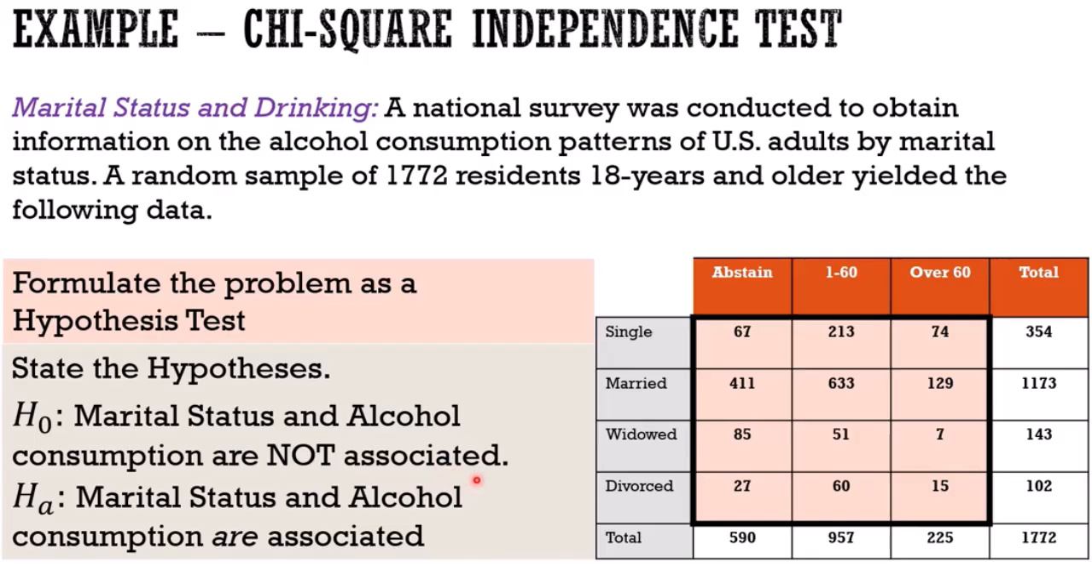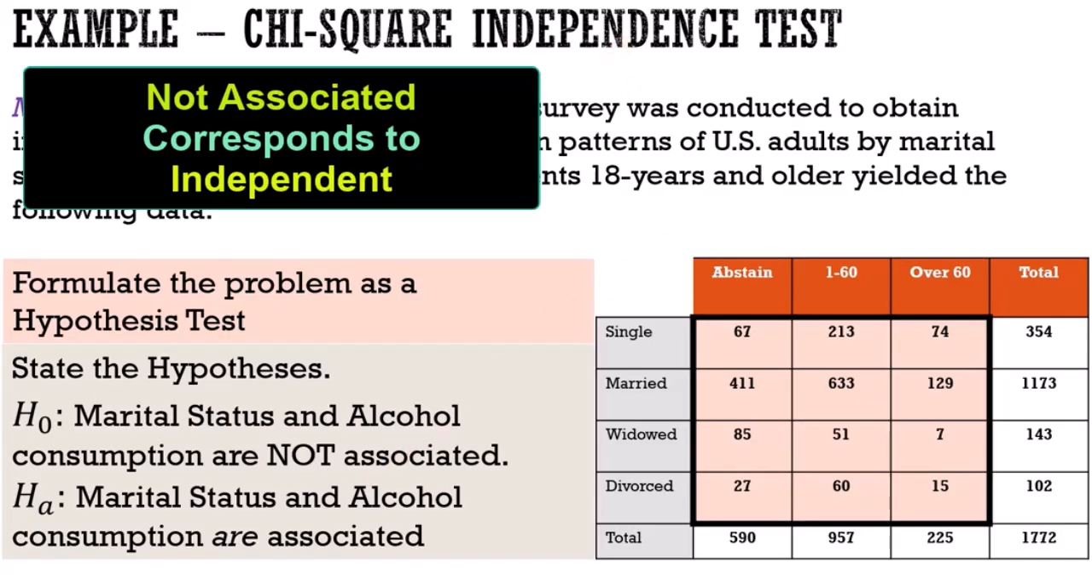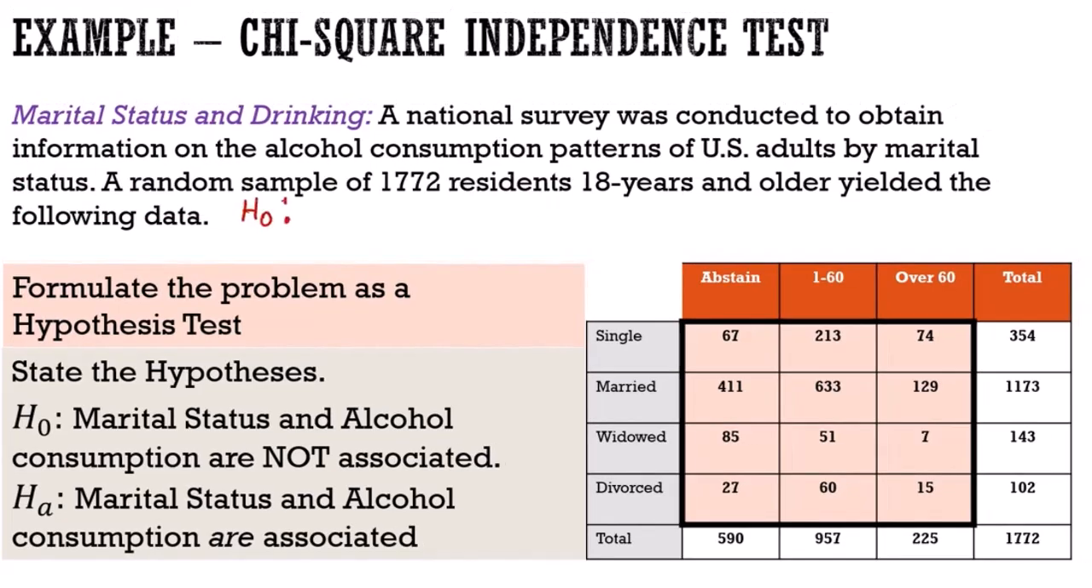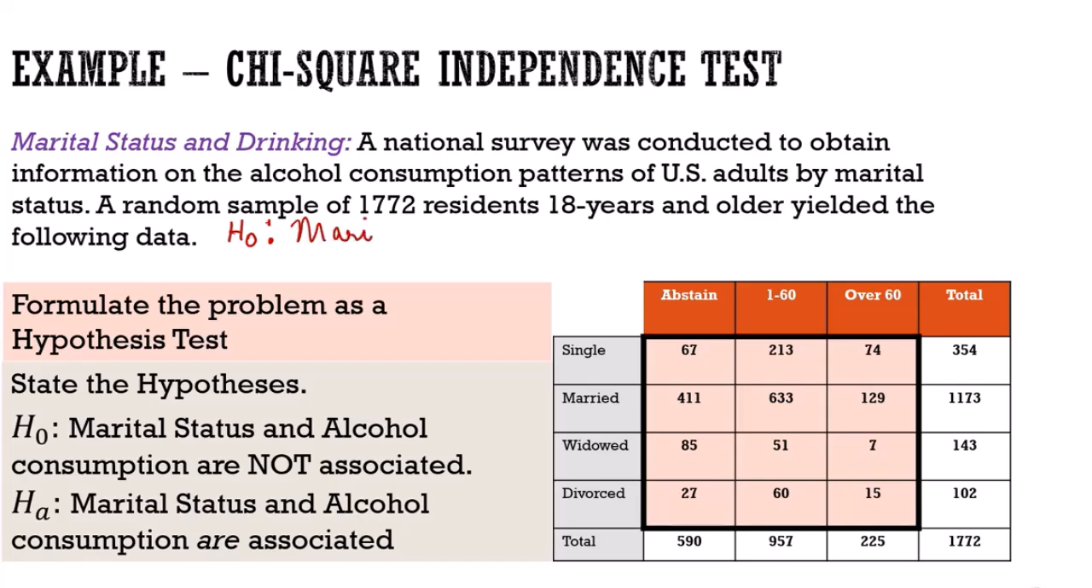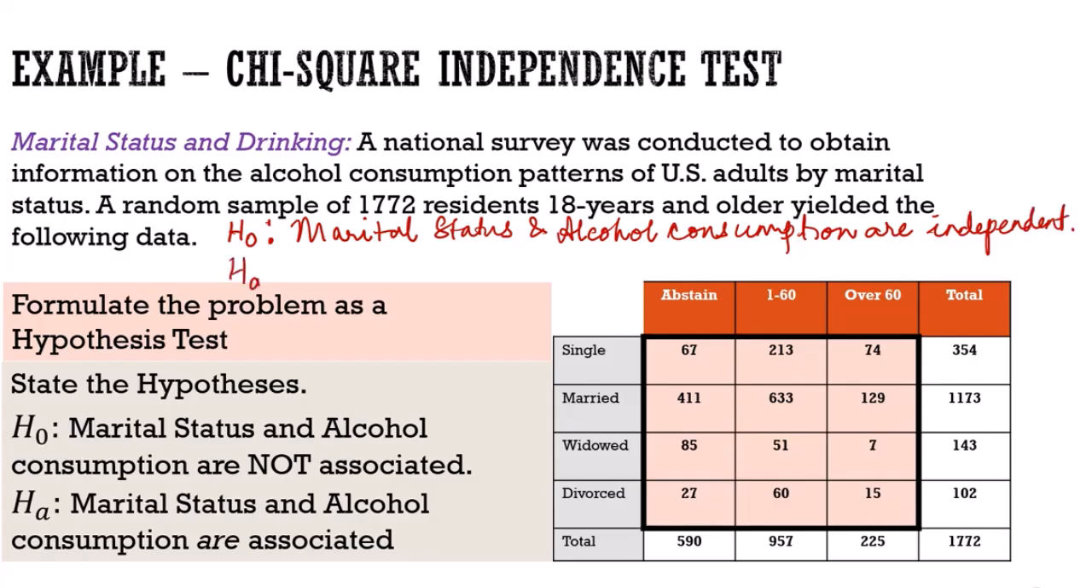Now, if you're using the word associated, then the null hypothesis will state they are not associated. If you're using the word independence, then let me write it down here. Our null hypothesis is going to say marital status and alcohol consumption are independent. And likewise, the alternate hypothesis will say marital status and alcohol consumption are not independent.